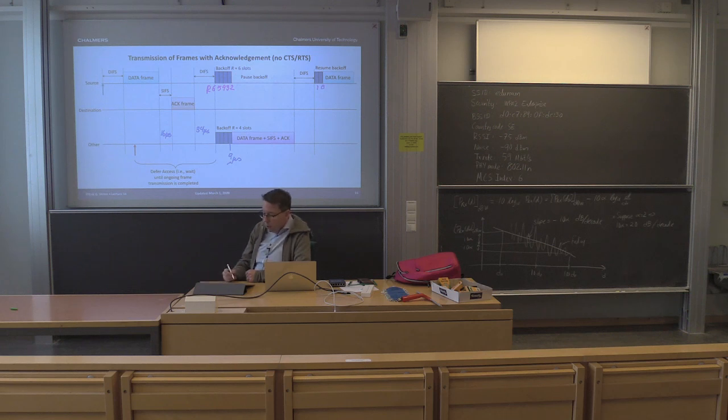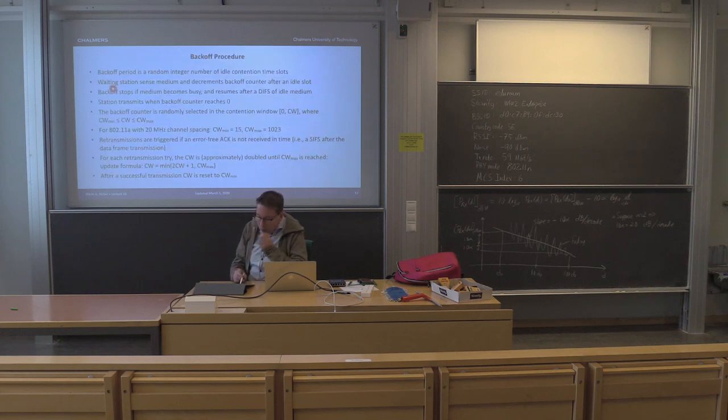1, 0. Okay. So the transition of the backoff counter is at the border between two backoff slots, and we can only count down if the channel has been idle during the slot. As soon as it becomes busy, then we pause the backoff. So we decrement the backoff counter after an idle slot. Backoff stops when the medium becomes busy, and resumes after a DIFS of idle medium. Okay. And then we transmit when the backoff counter reaches 0.